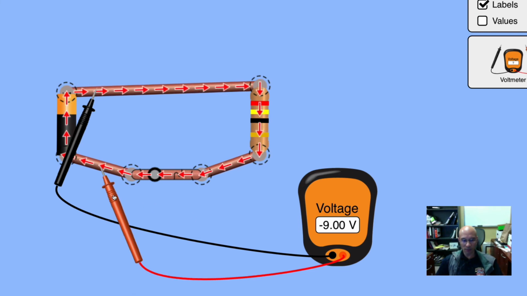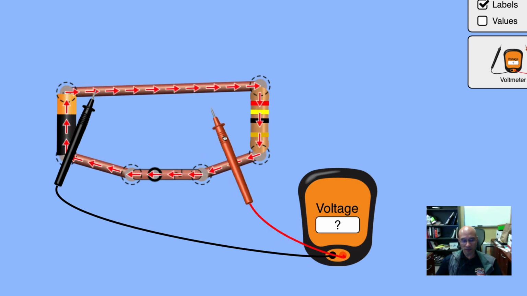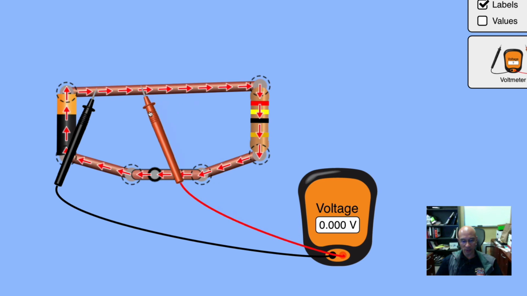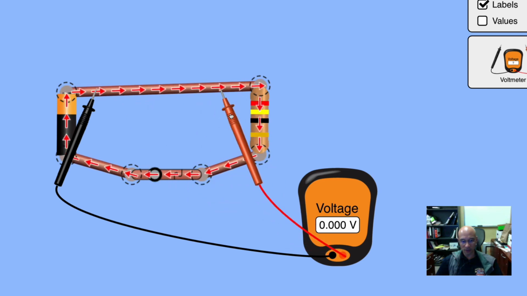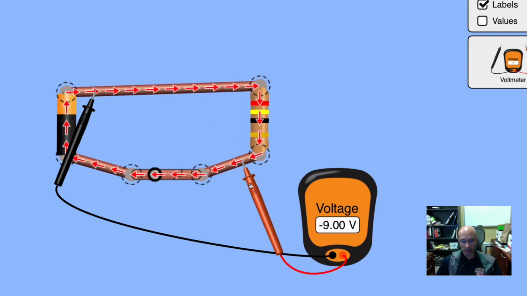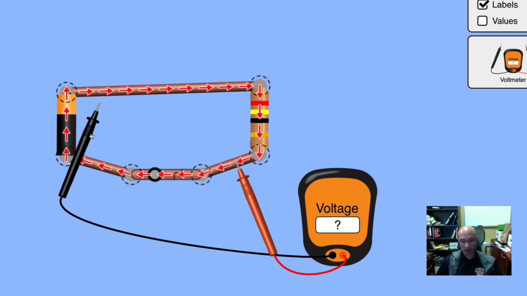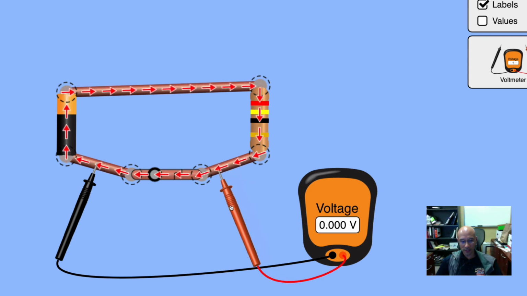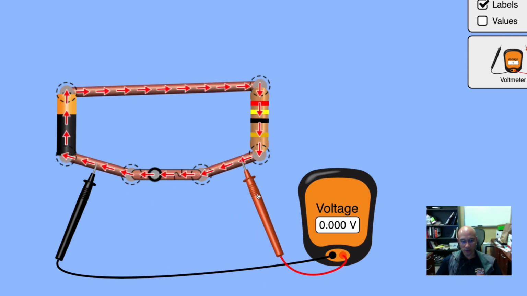Now can you imagine what will happen if I put my observation probe on the same node as my reference? Well, it's all the same node, so it's all the same voltage. So the observation point relative to the reference point is 0 volts. It doesn't matter, I can move anywhere along here, it's the same voltage, so 0 volts. And same thing for this node right here. Move both probes to that node, and 0 volts.